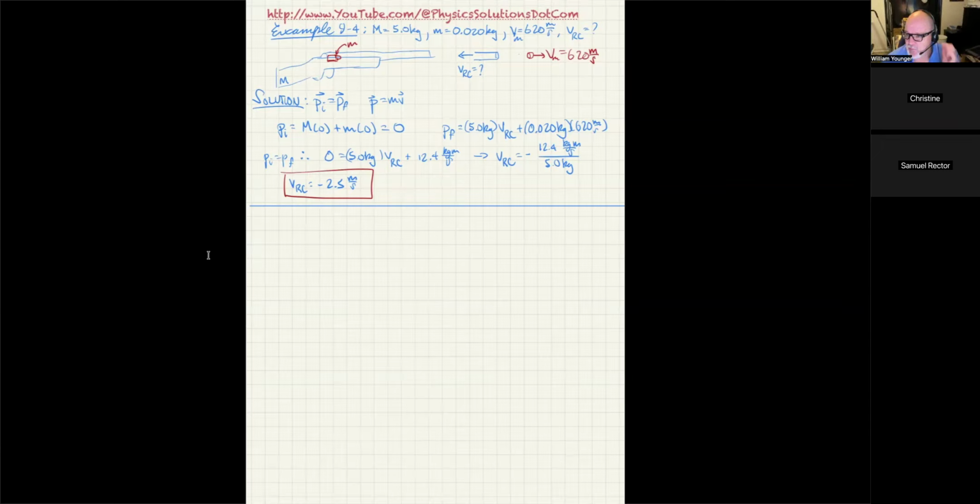Now, conceptual example 9.5, I usually don't necessarily write out anything with this, but I wanted to explain it. So it says conceptual 9.5.